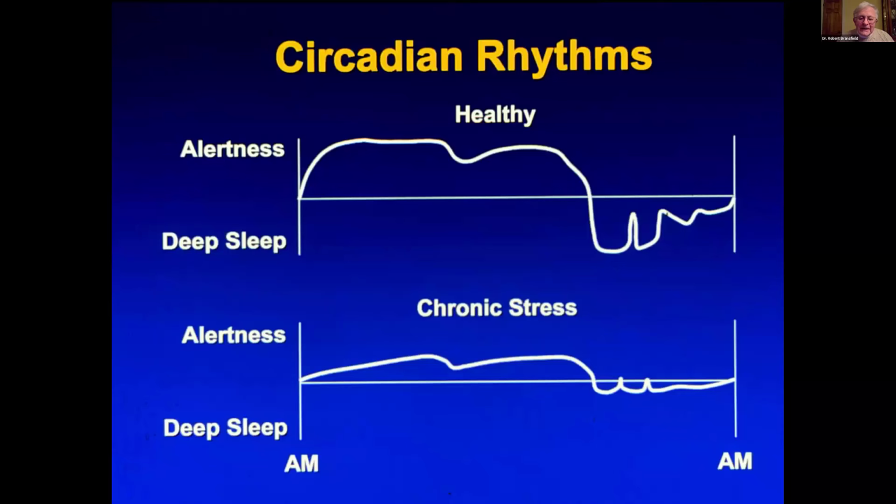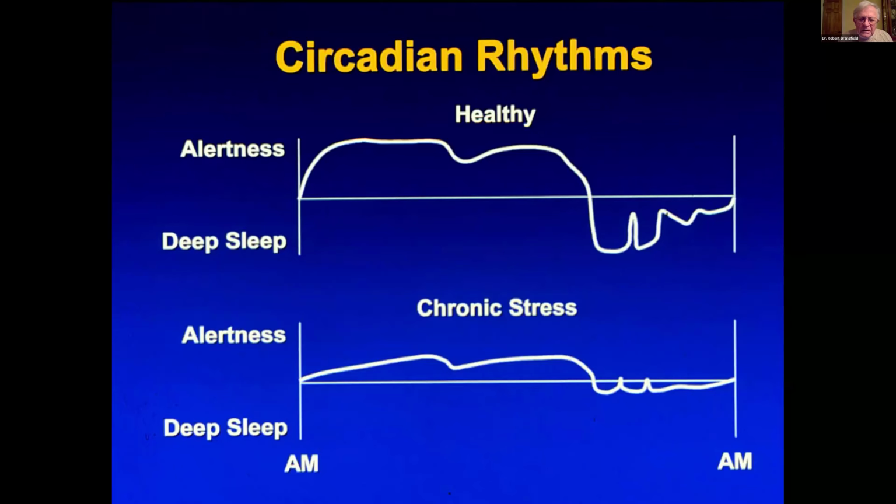Normally you jump out of bed in the morning and say, I'm ready to attack the world. I can't wait to get out there and do everything. You may get a slump in the afternoon. If you're in an equatorial climate, you take a siesta. If you're in England, you have tea and crumpets at four. If you're in America, you have Starbucks. Then you go to sleep and have deep sleep at the beginning of the night, then REM sleep, and you're ready to go. But a lot of the patients I'm dealing with aren't like that.